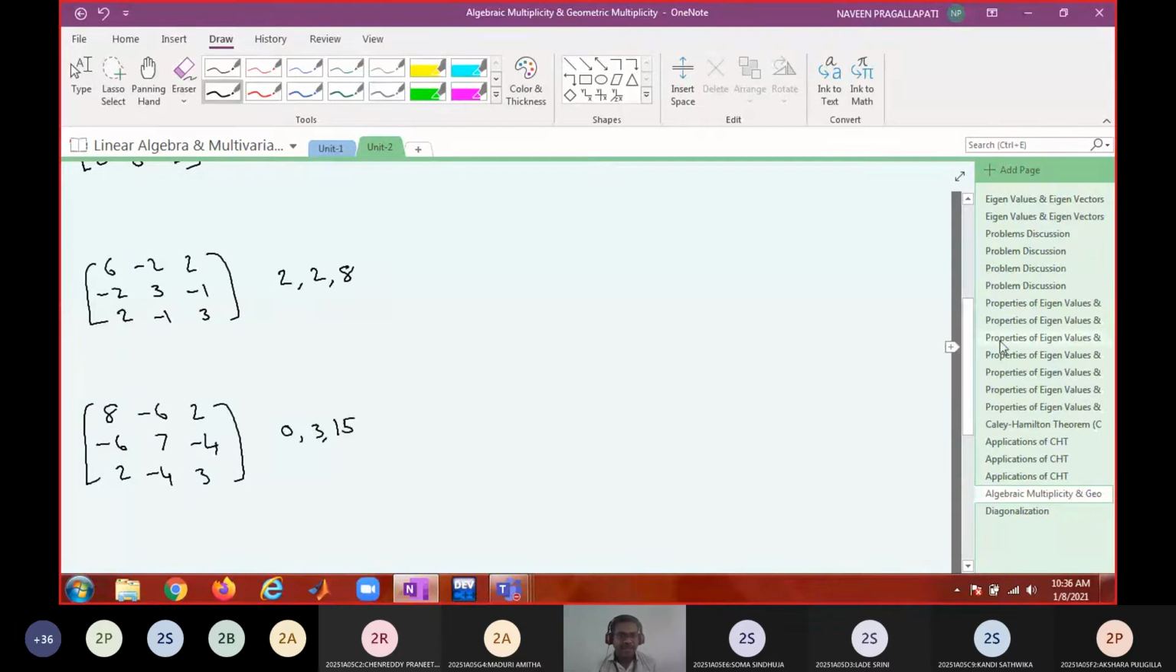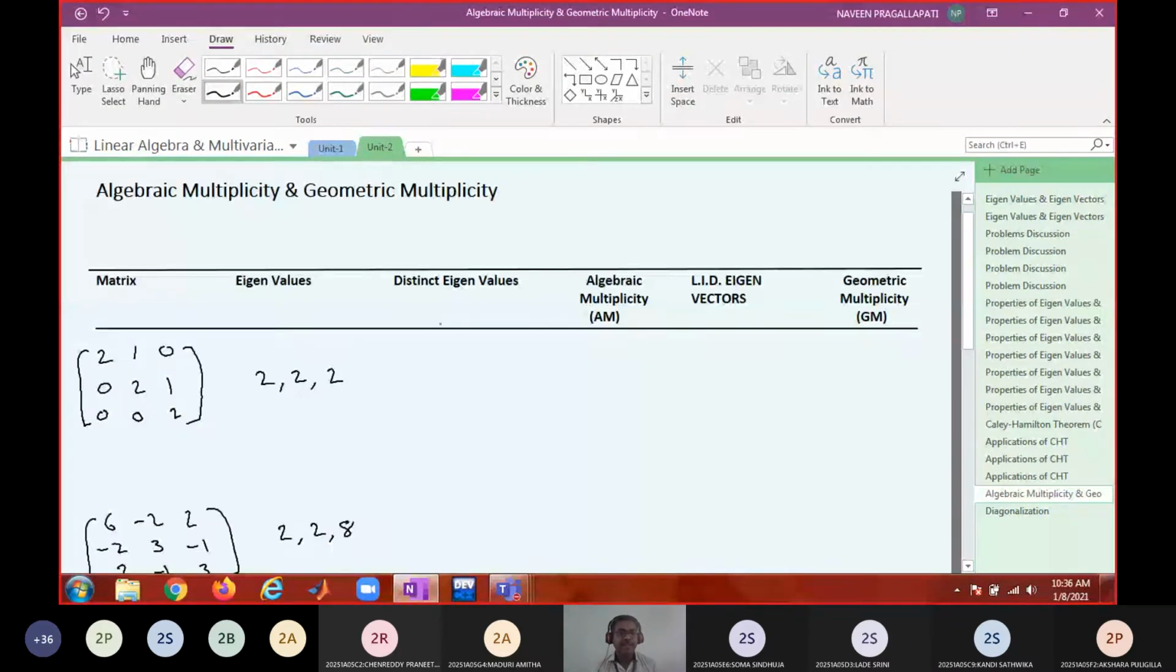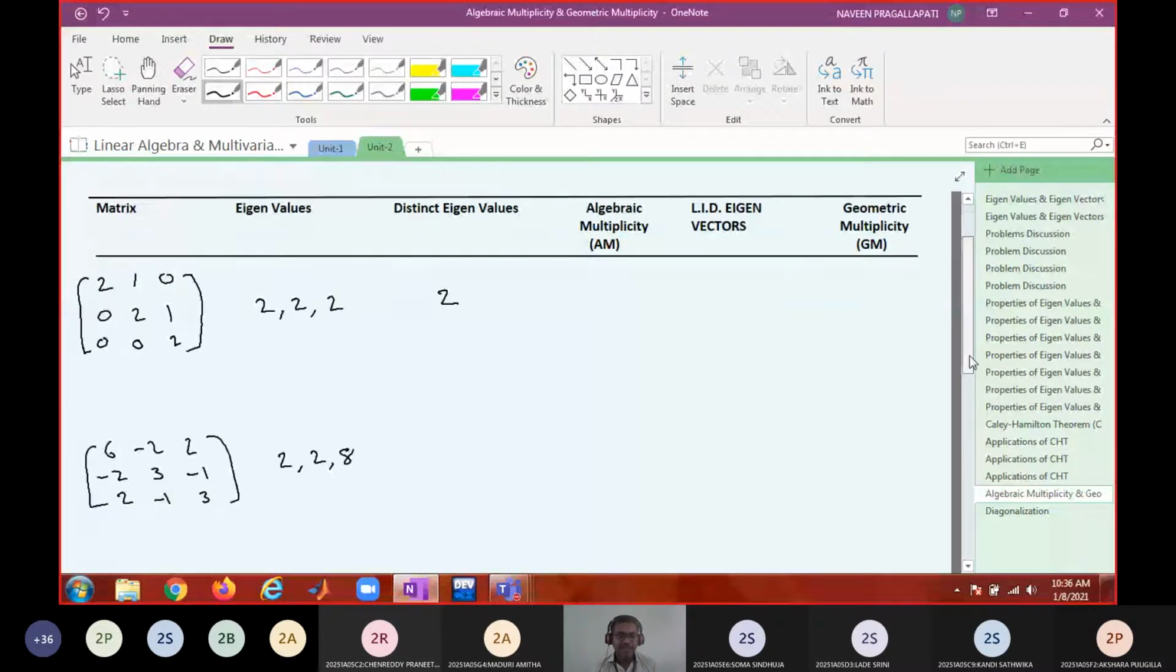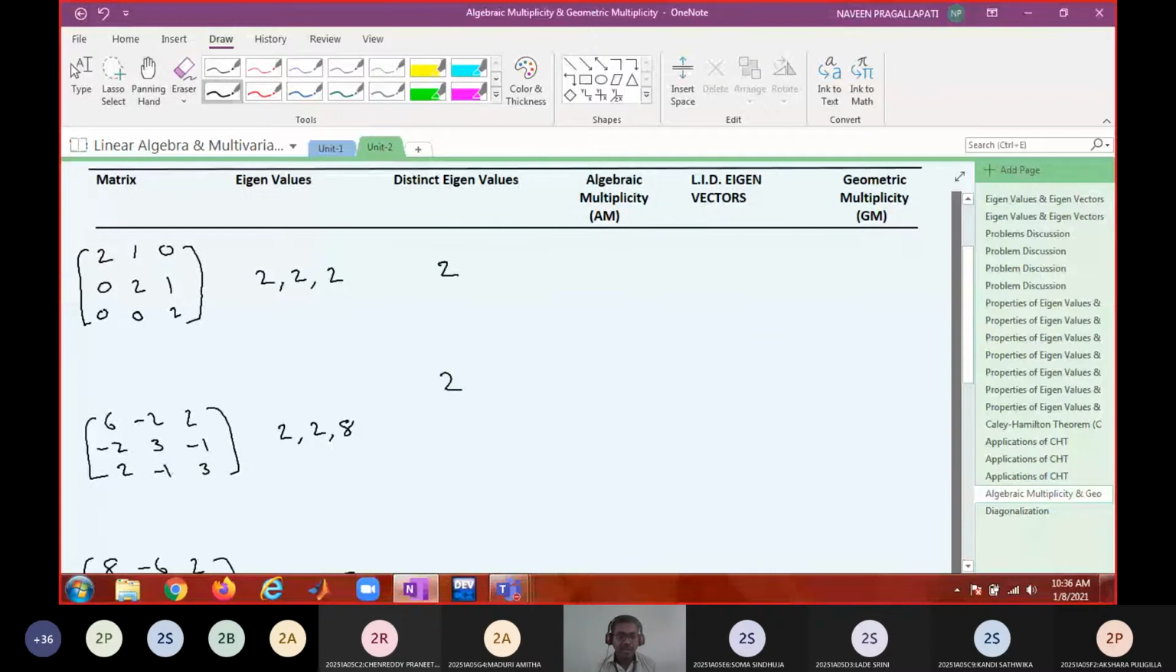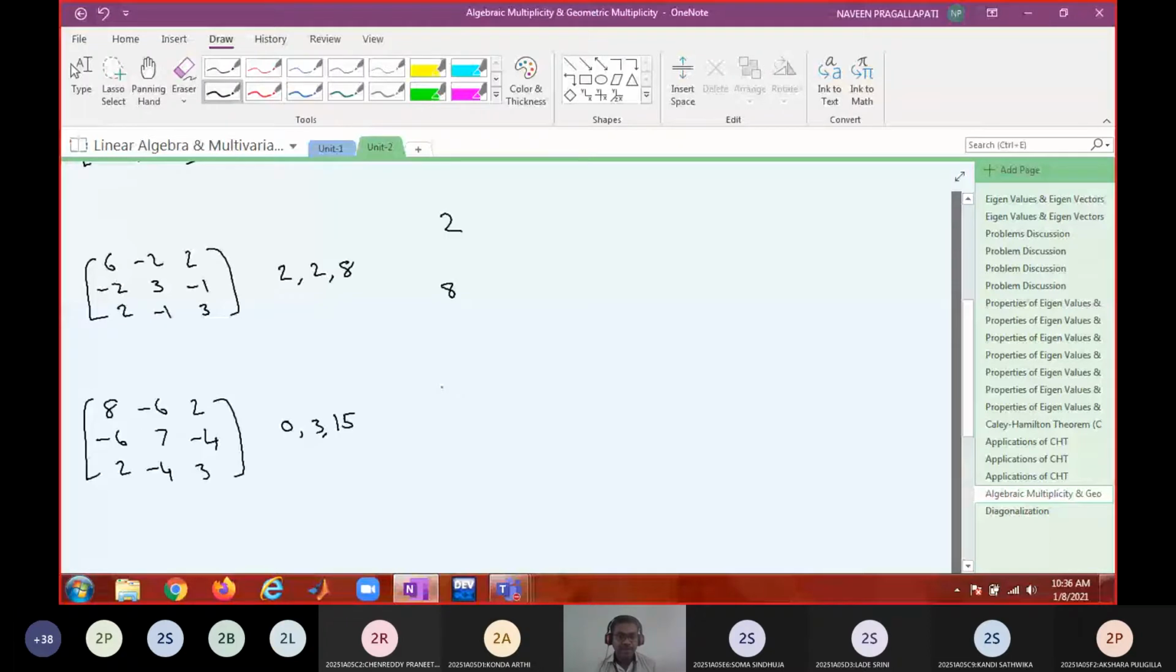And the distinct eigenvalues, how many distinct eigenvalues are there for the first matrix? Only one. Okay. Now for the second matrix, how many distinct eigenvalues are there? 2 and 8. For the third matrix, how many distinct eigenvalues are there? 0, 3, 15. Am I right?